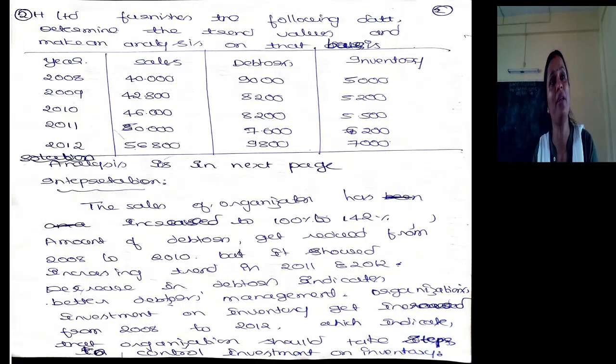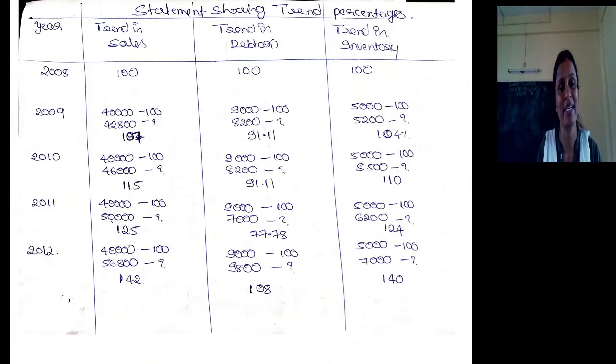We cannot comment on profitability or liquidity or long-term financial position just by having data of sales, debtors and inventory. When we have the full set of data, meaning the profit and loss account and the balance sheet, then definitely we can comment on profitability, long-term liquidity and even short-term liquidity of the organization. This is all about the second problem.